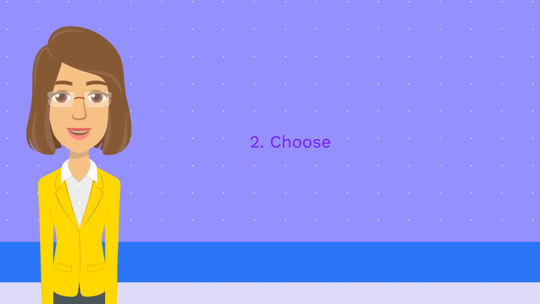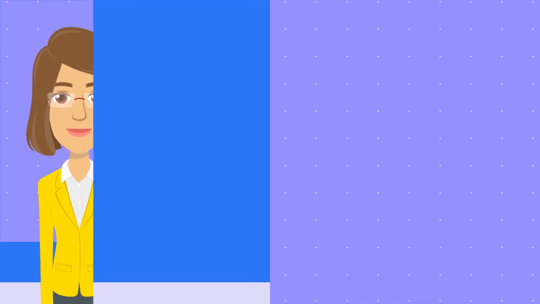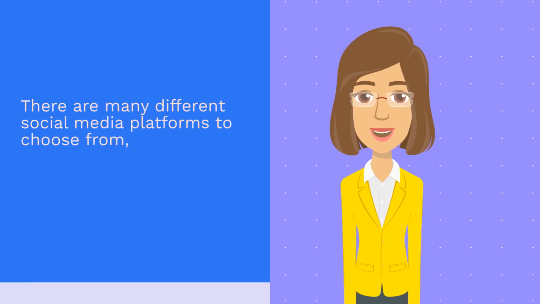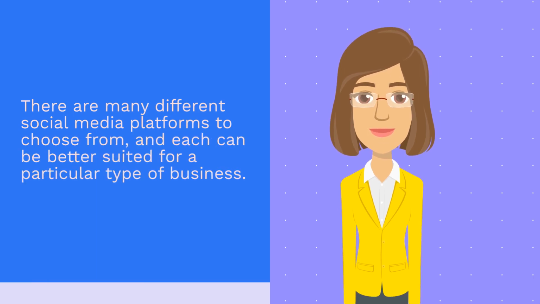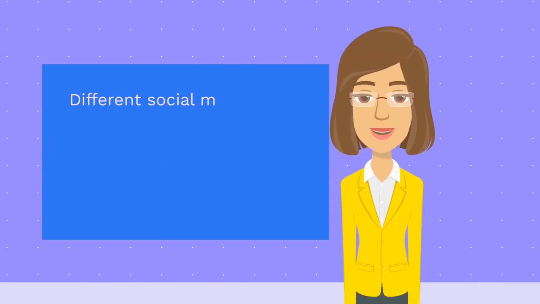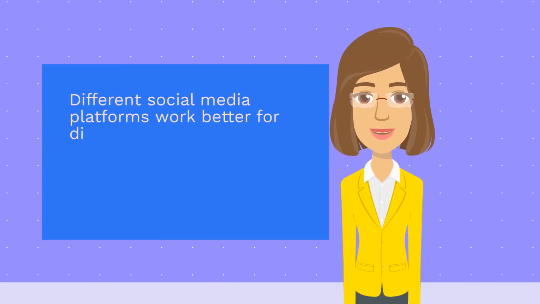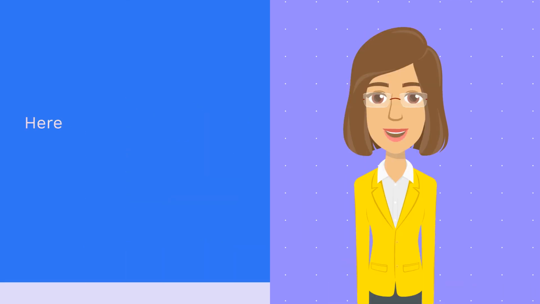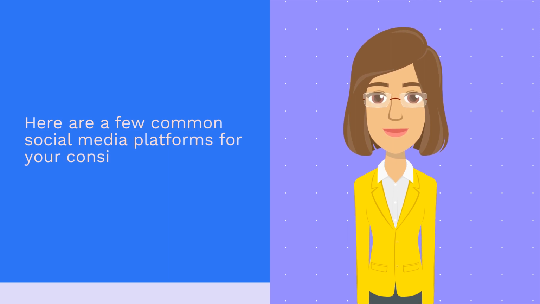2. Choose a social media platform. There are many different social media platforms to choose from, and each can be better suited for a particular type of business. Different social media platforms work better for different types of businesses. Using multiple platforms allows you to tap into a wider range of potential customers. Here are a few common social media platforms for your consideration.